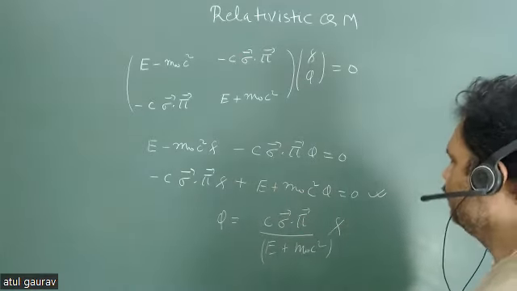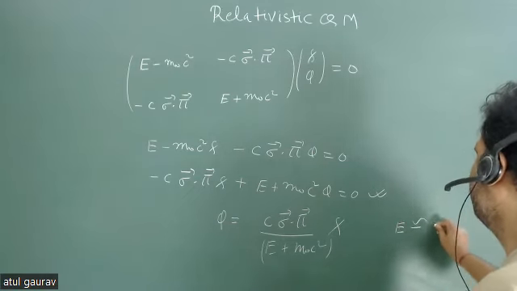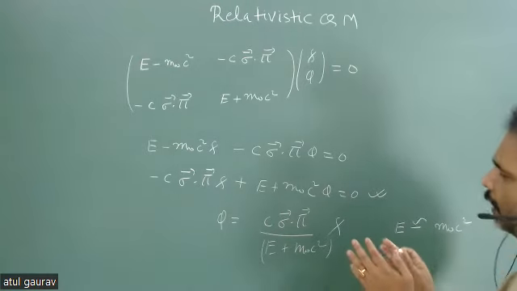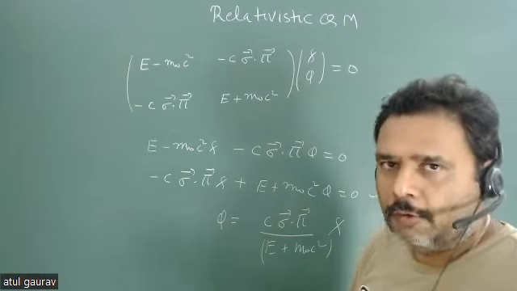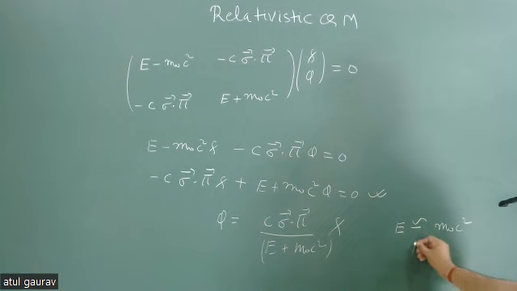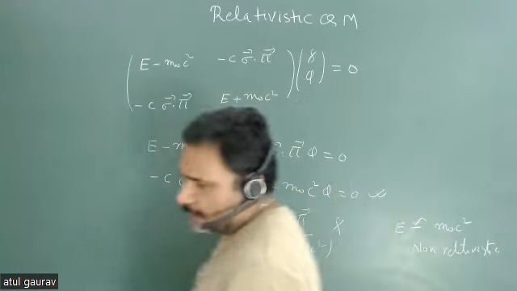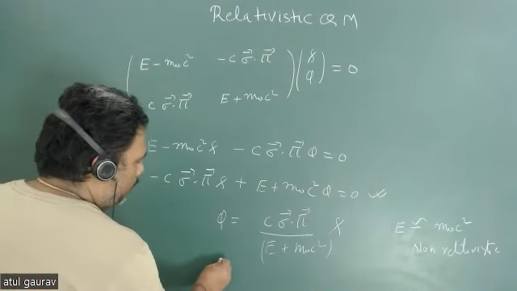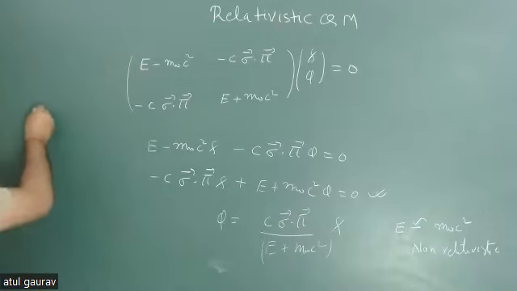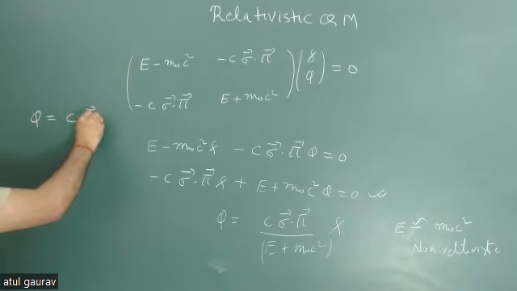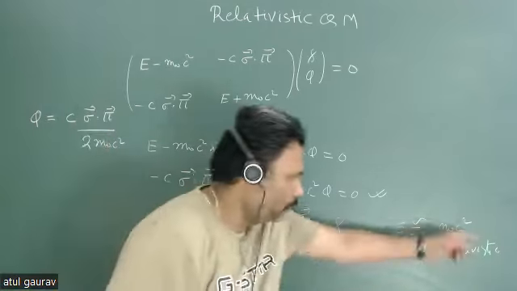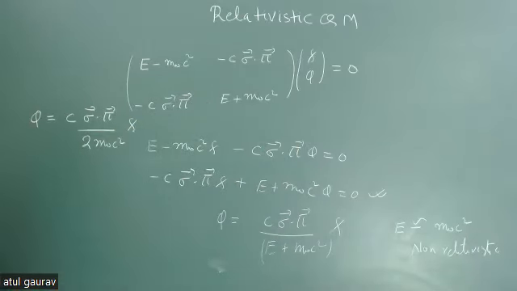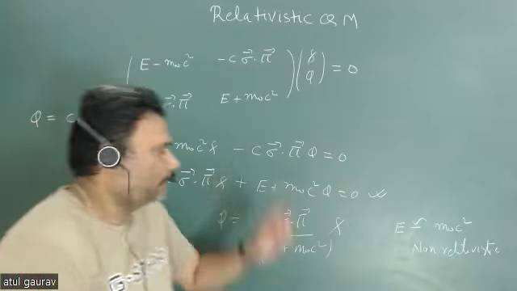When we go to the non-relativistic range, I can write that my total energy is equivalent to the rest mass energy, because we are assuming very slow, very small momentum. So in the non-relativistic case, E can be written as m naught c square. The effect of momentum is very small, so this is one approximation. You can write my phi as c sigma dot pi by 2 m naught c square, replacing E by m naught c square. So this is my one expression, and now let's go for the second expression.